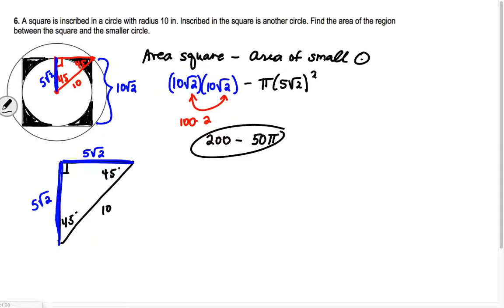So again, if you wanted a decimal approximation, you could put it in your calculator. So it's around 42.920, and then it'd be inches squared. Okay, so one thing at a time. If you're finding the area of a shaded region, you have to subtract things out. Okay? All right.